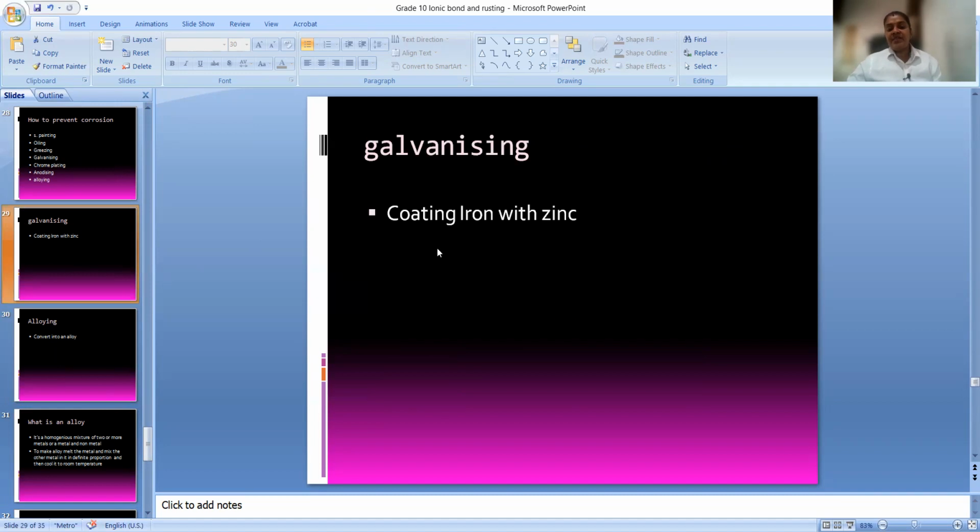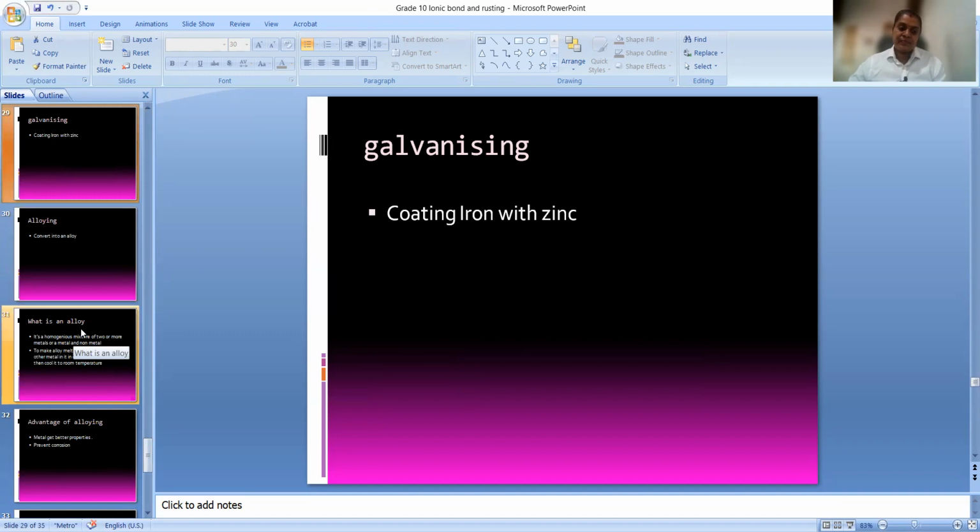Galvanizing means the iron article will be coated with zinc. So what will happen? Only zinc will react there. Okay. Zinc is more reactive than iron, so zinc will react, iron will not react, even if small scratches are there on it. Zinc is only going to react, iron won't react because zinc is more reactive than iron. So zinc will react and iron will not undergo rusting. Okay.